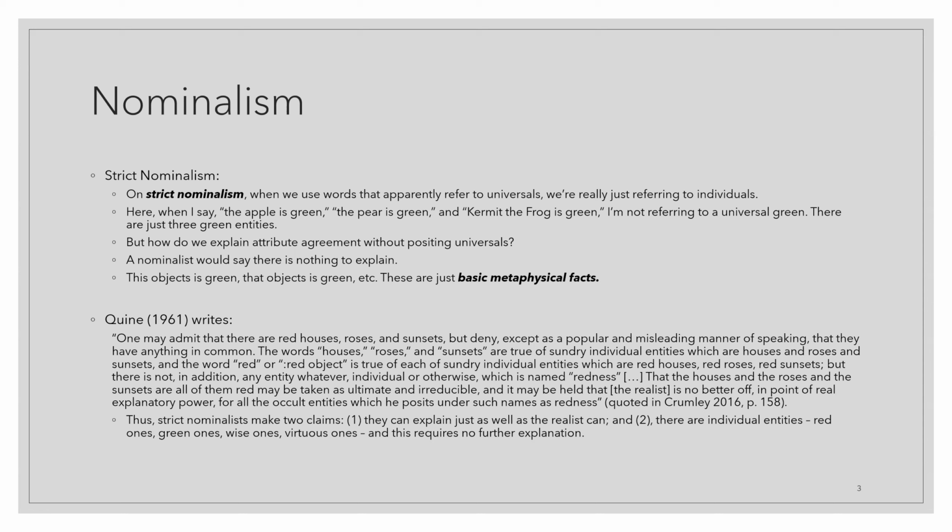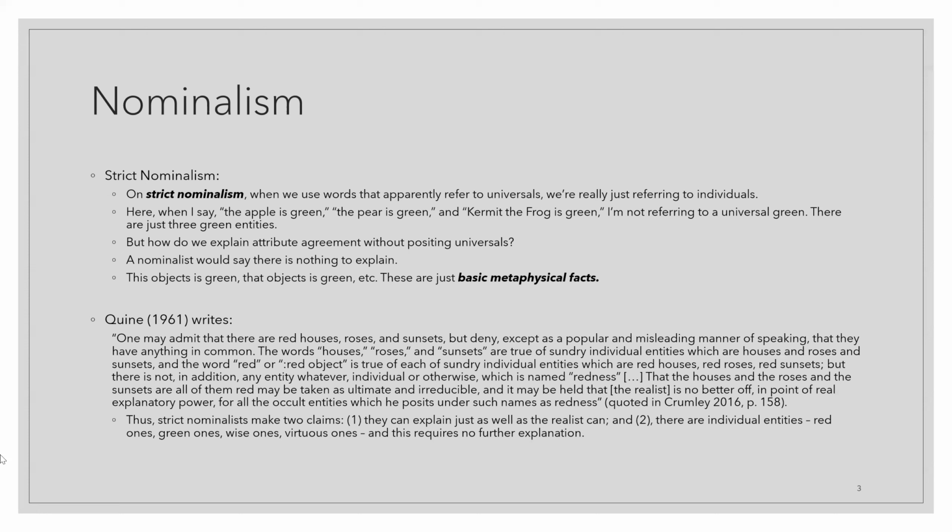That the house and the roses and the sunsets are all of them red may be taken as ultimate and irreducible, and it may be held that the realist is no better off in point of real explanatory power for all the occult entities which he posits under such names as redness.